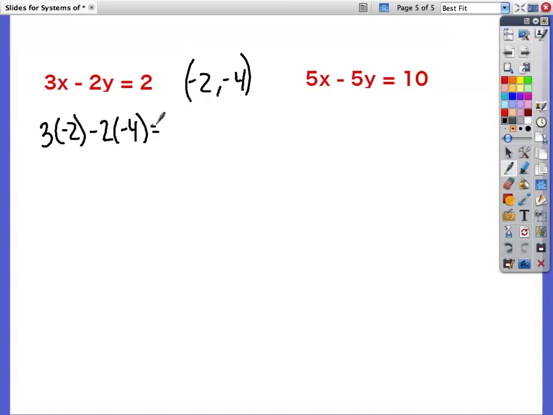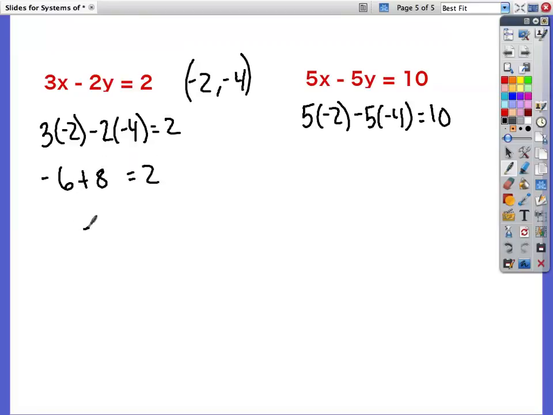And what I'm doing here is I'm just inserting x and y for the variables, and I'm going to see if I get true statements. So I'll simplify the one on the left here first. And so I get a true statement. And if you're wondering what happened from here to here, 2 times negative 4 is negative 8, and minus a negative is positive. So negative 6 plus 8 is what it's simplified to. And I get 10 equals 10.